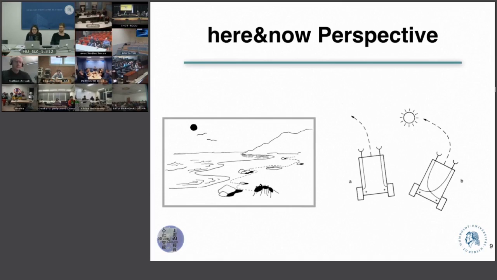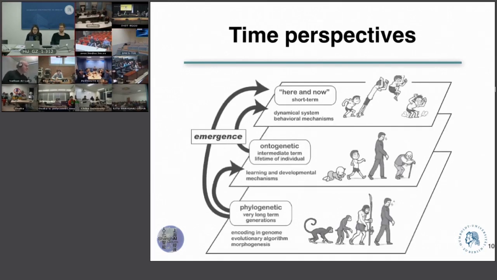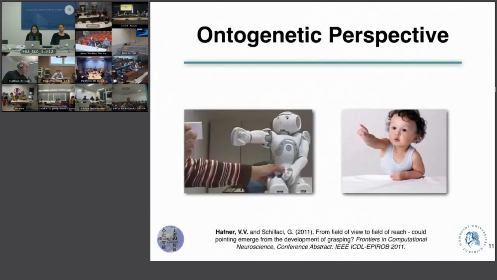Okay, so that was the here and now perspective. Then next we have a look at the ontogenetic perspective in the center. That's about learning.